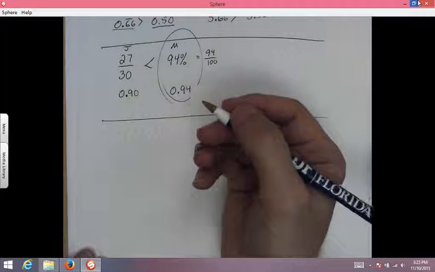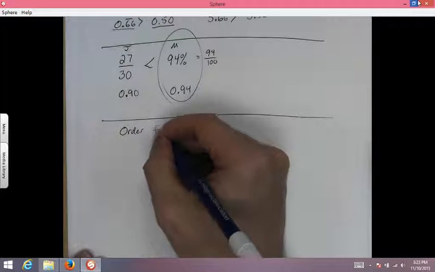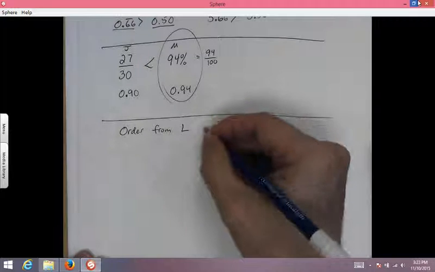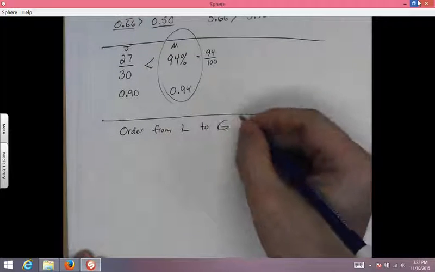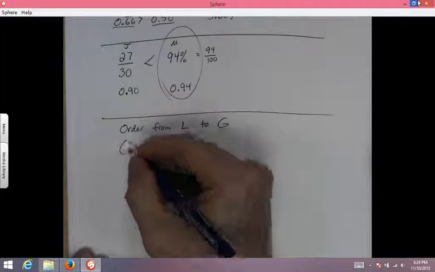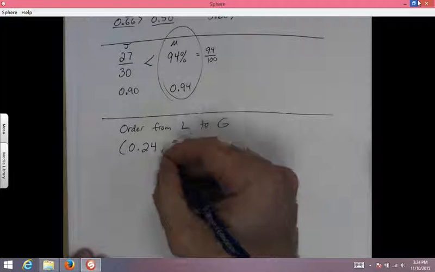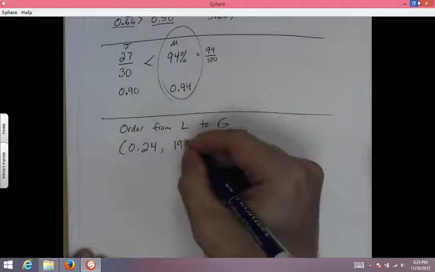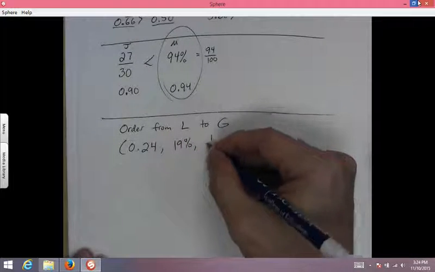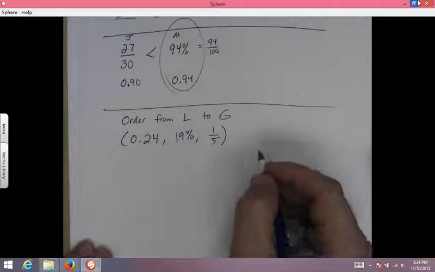The last thing they will ask you about, by they I mean me, is to order some numbers, usually from least to greatest, smallest to biggest. So, let's say we had 0.24, 19%, and 1/5. My advice for these, make them all into decimals.